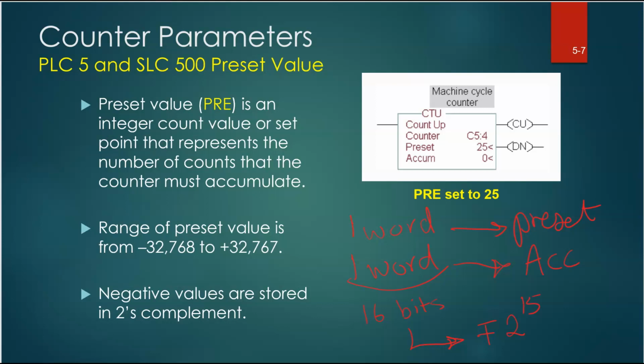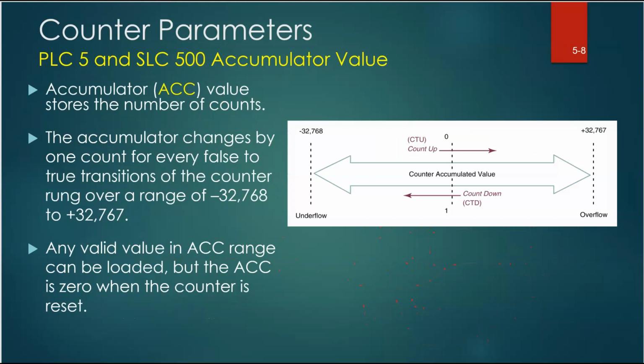So it means that the range of values you can use for your preset or accumulator value is going to be something from minus 32,768 up to 32,767. The reason that this one is one value smaller than the other one is that 0 also is considered as a positive number. Here you can see the range of value that you can use for your preset and your accumulator value.